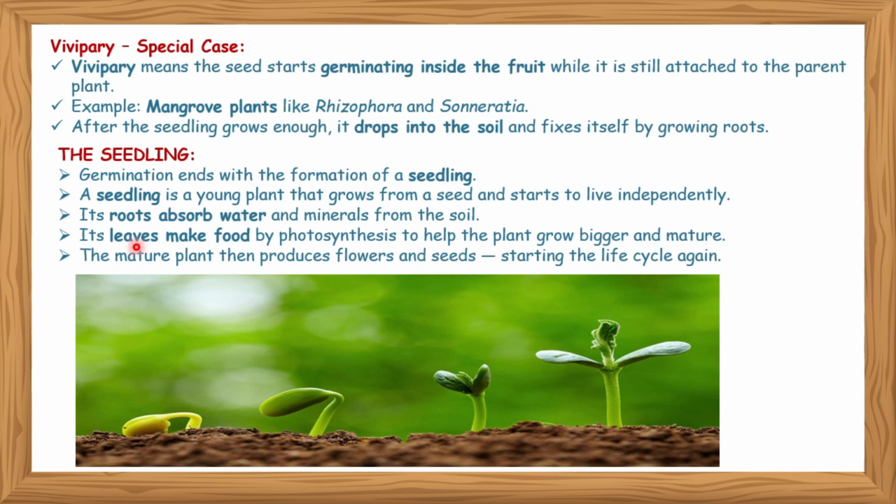A seedling is a young plant that grows from a seed and starts to live independently. Its roots absorb water and minerals from the soil. Its leaves make food by photosynthesis to help the plant grow bigger and mature. The mature plant then produces flowers and seeds, starting the life cycle again.